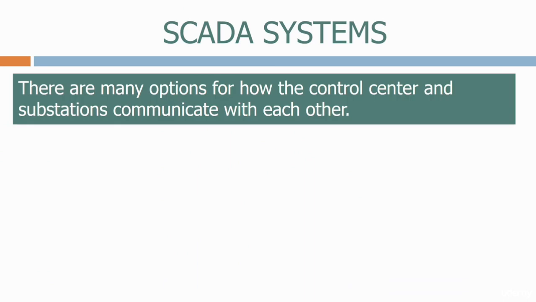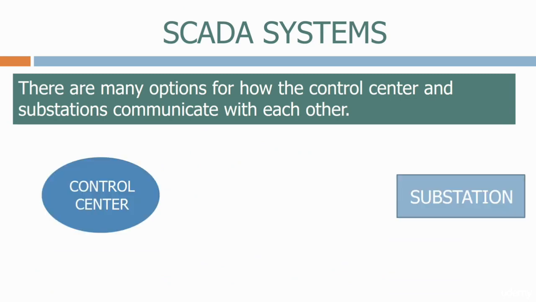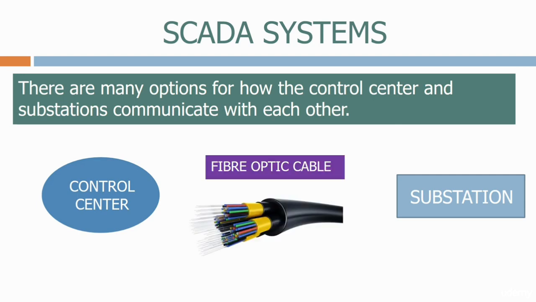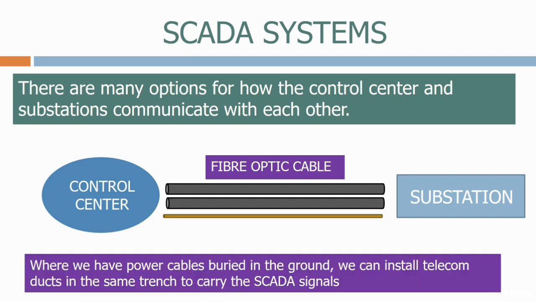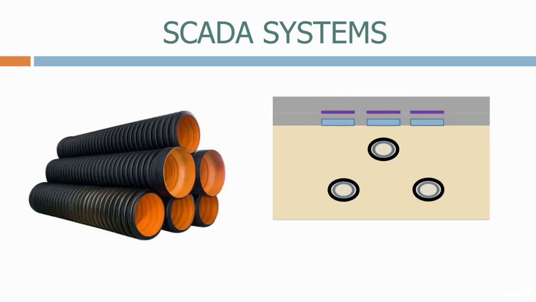There are many options for how the control center and substations communicate with each other. The most common way is to use fibre optic cable and use the facilities of the electrical network itself to transmit the information. Where we have power cables buried in the ground, we can install telecom ducts in the same trench to carry the SCADA signals. Here's a typical type of telecom duct that can be buried in the ground.